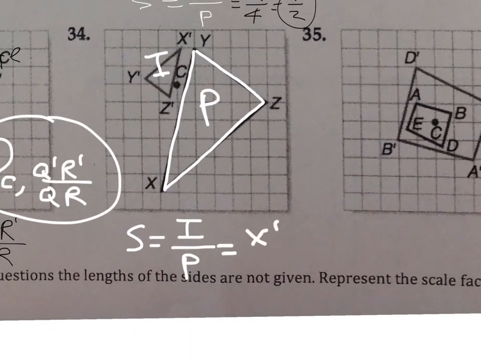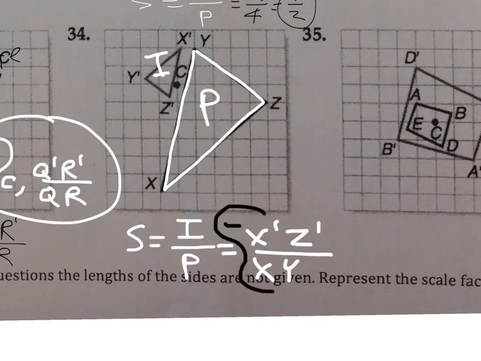So X prime Z prime. And I need to find the matching side for X prime Z prime. And because this is labeled nicely with X's and Y's, in the pre-image I'd be matching that up with XY. Now, what's tricky about this one is that the pre-image and the image are rotations of each other as well by 180 degrees. Because they're not pointed in the same direction, the scale factor in this case would actually be negative.